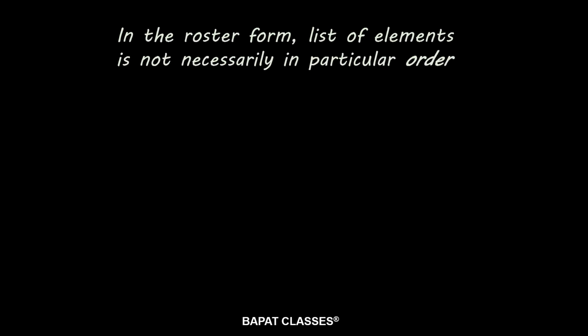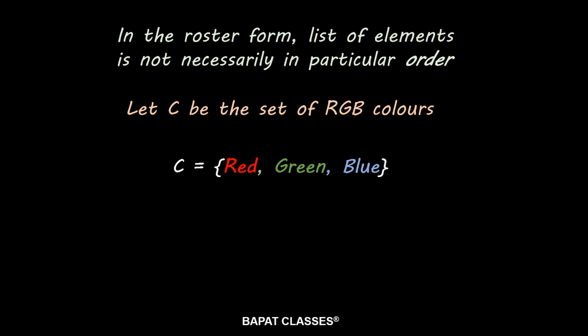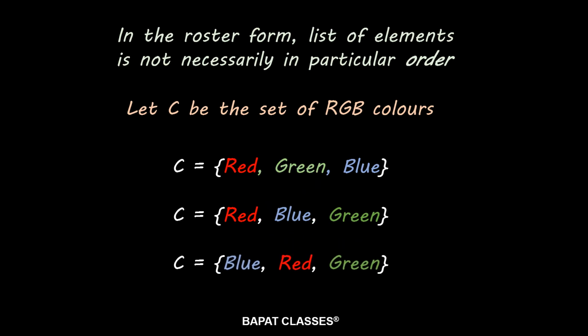In the roster form, the list of elements is not necessarily in a particular order. Let's see with the set of RGB colors. Then we can write C in different forms. C = {red, green, blue}, or we can write C as {red, blue, green}, or C = {blue, red, green}. So in the roster form, the list of elements is not necessarily in a particular order.